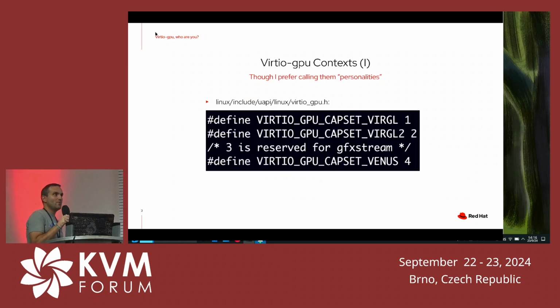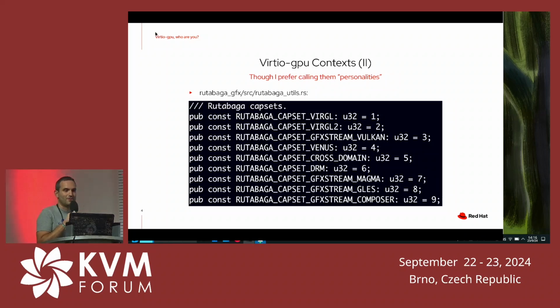To differentiate between the different ways in which you can use virtio-gpu, it defines what in the virtio-gpu terminology is called contexts. If we look at the kernel source code, we can see there are these three contexts, but the reality looks mostly like this. This is what you can already see in the wild.